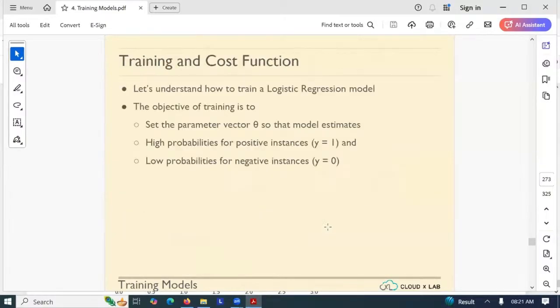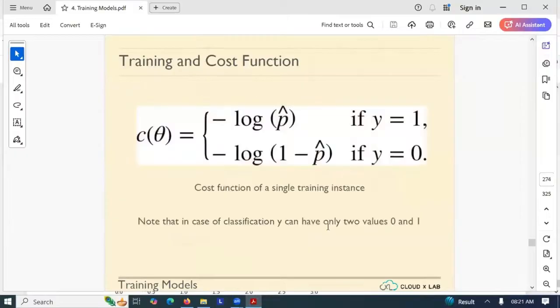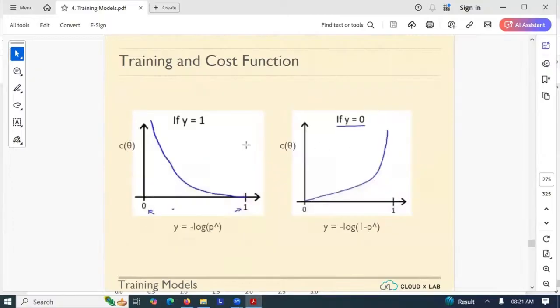So training and testing we have also discussed. Here we will use these two log functions, because here what do we want? If the actual output is 1 and the model is also predicting 1, then we want zero loss. If the actual output is the positive class, but the model is predicting the negative class, then we want some loss here, right?